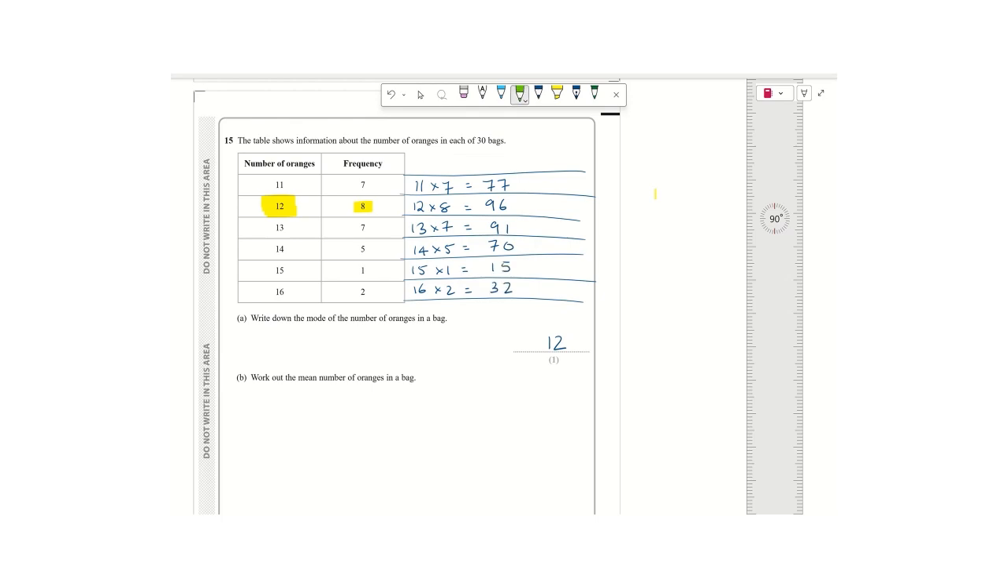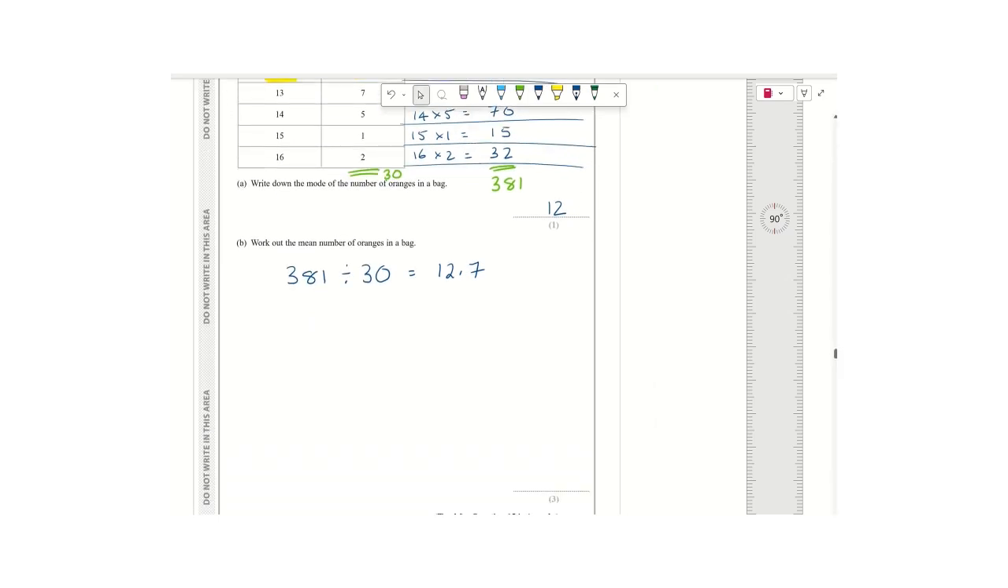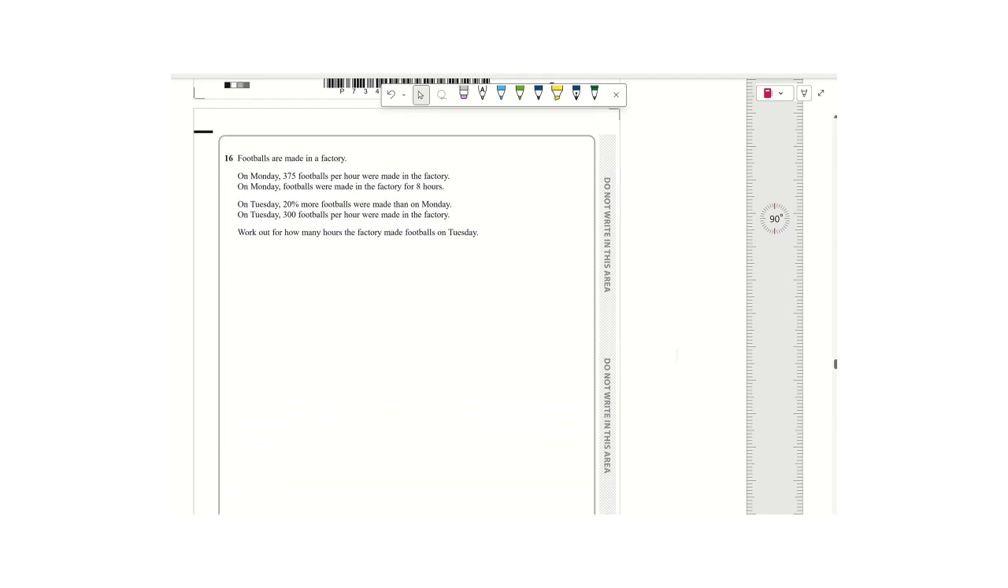And then we're going to add those up. So 77 plus 96 plus 91 plus 70 plus 15 plus 32 is 381. And we're going to add up our frequencies. So 7 plus 8 plus 7 plus 5 plus 1 plus 2, which hopefully does give us 30. So our mean is then the total number of oranges, which is 381, divided by how many bags, which is 30, which gives us 12.7 as the mean number of oranges in a bag.